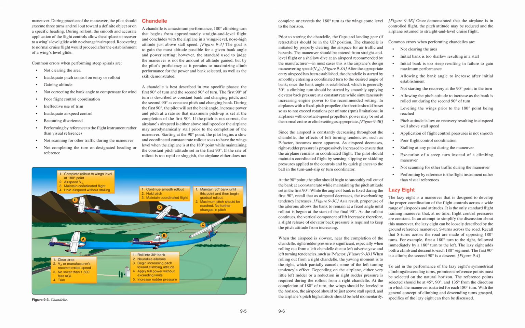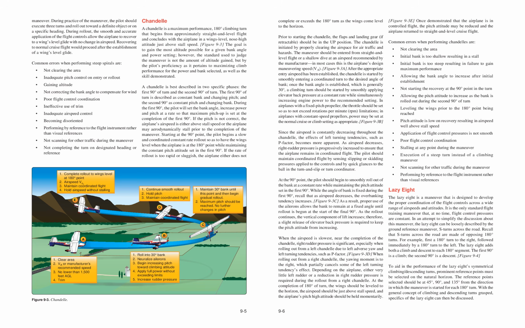Recall that S-turns across the road are made of opposing 180 degrees turns. For example, first a 180 degrees turn to the right, followed immediately by a 180 degrees turn to the left. The Lazy 8 adds both the climb and descent to each 180 degrees segment. The first 90 degrees is a climb, the second 90 degrees is a descent. Figure 9.4. To aid in the performance of the Lazy 8 symmetrical climbing and descending turns, prominent reference points must be selected on the natural horizon. The reference points selected should be at 45 degrees, 90 degrees, and 135 degrees from the direction in which the maneuver is started for each 180 degrees turn.